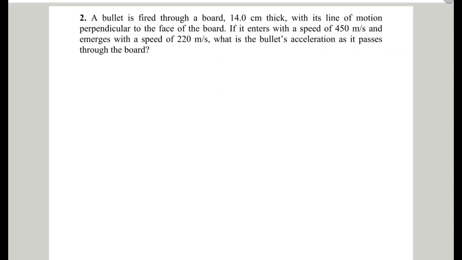A bullet is fired through a board 14 centimeters thick with its line of motion perpendicular to the face of the board. If it enters with a speed of 450 meters per second and emerges with a speed of 220 meters per second, what is the bullet's acceleration as it passes through the board?